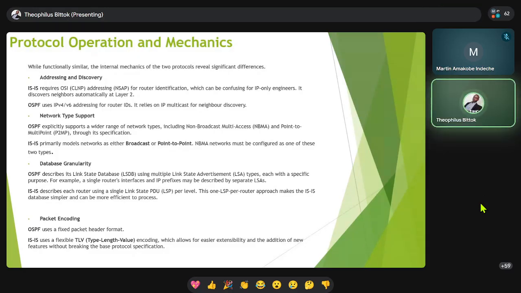But for OSPF, for you to introduce a new function, you might need a new LSA that is going to support that function, and for that case, maybe you need to talk with the IETF for you to do that.